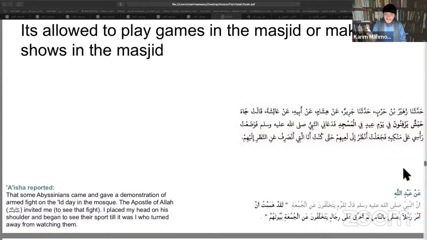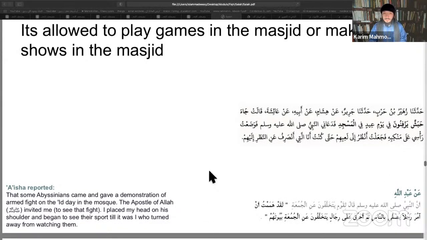So making some type of a show, again, as long as there's nothing inappropriate being watched there, it is allowed, whether the person is playing a game or something like that, or there is some type of a show going on for the people in the masjid, something of that sort. This is allowed for the people to do.